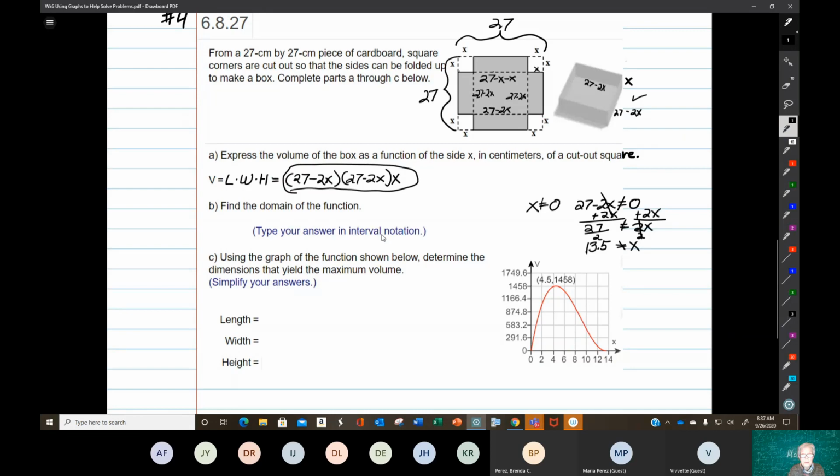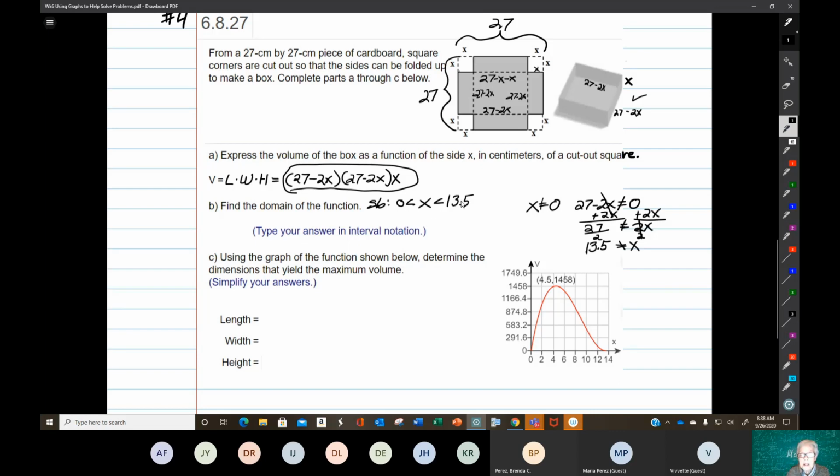And it says type your answer in interval notation, so that's what I'm going to do. X can be any number. If I were writing this in set builder, then what I would say is, okay, I've got x, and it can't be 0, and it can't be 13.5. But it can run anywhere in between. Otherwise it's a word problem, the story problem. The story won't make sense.